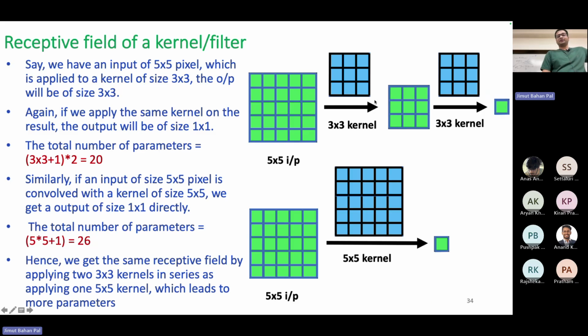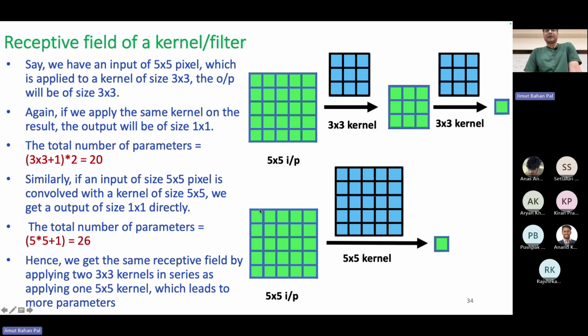The number of parameters for this operation is around, say, this has 9 pixels, so 9 into 2 plus 1 plus 1. Since there are two kernels, one is bias for this kernel and one bias for this kernel. So it will be 20 parameters.